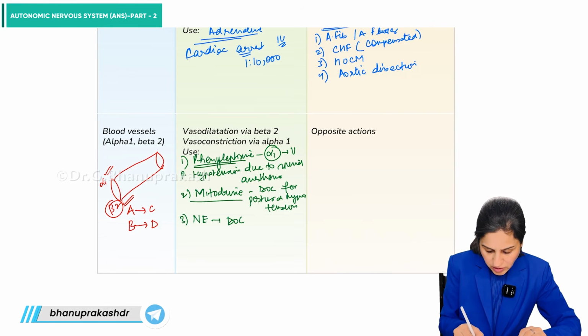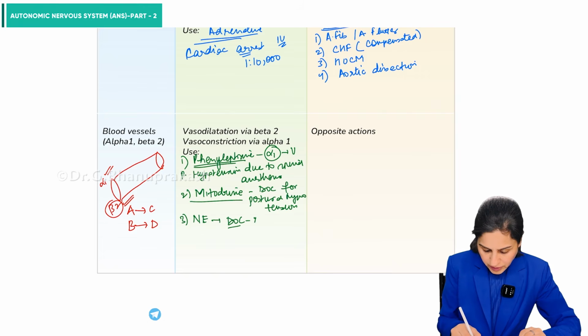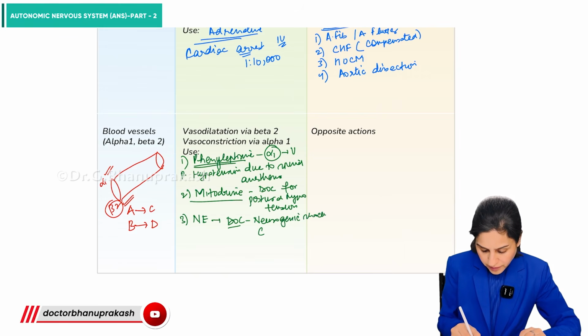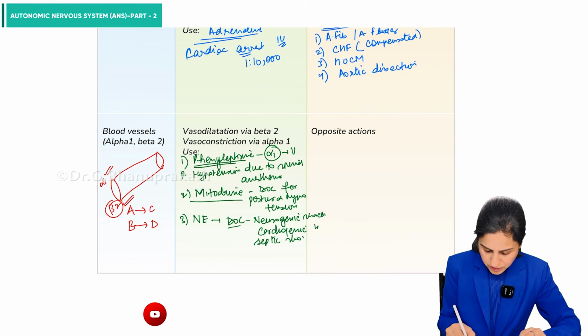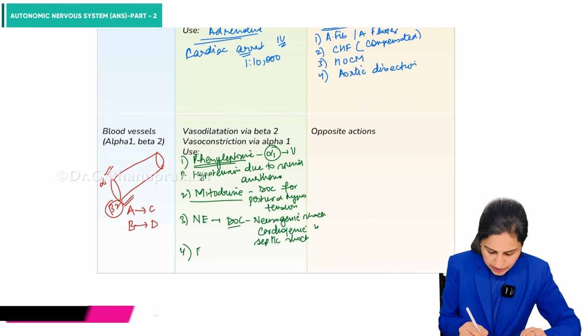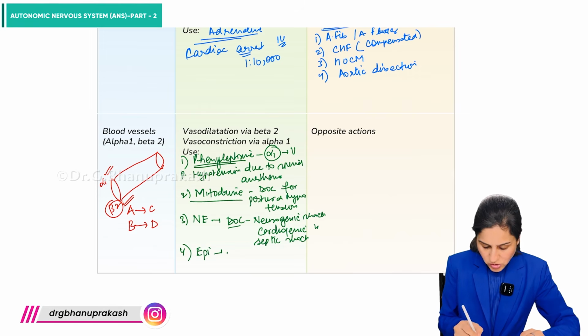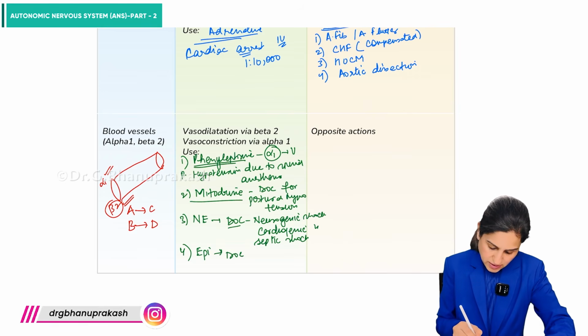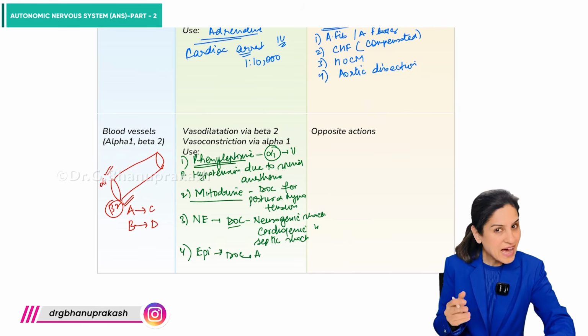Now this is the drug of choice for neurogenic shock, for cardiogenic shock and for septic shock. Alright. Now, then we have adrenaline or epinephrine. Where is epinephrine the drug of choice? Yes, it is the drug of choice for anaphylactic shock.